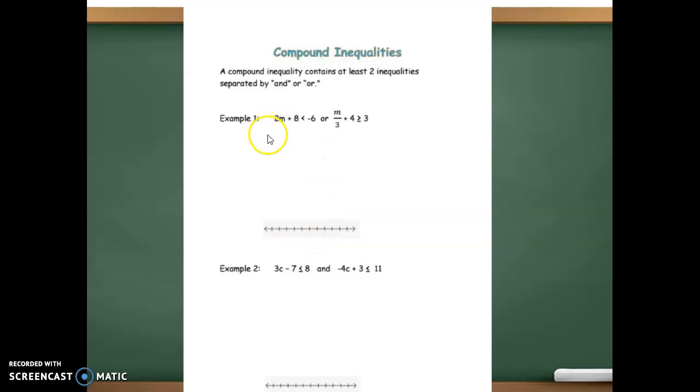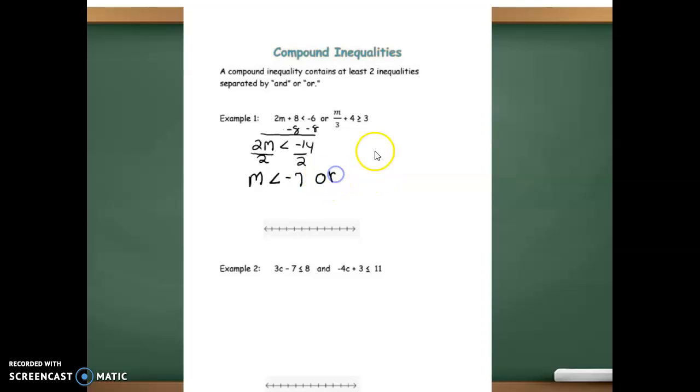Okay. So these are fairly simple ones. We're going to subtract 8. Let's just do one at a time, okay? So what do we have? We have 2m is less than negative 14. We're going to divide by 2. Okay. So m can be less than negative 7.